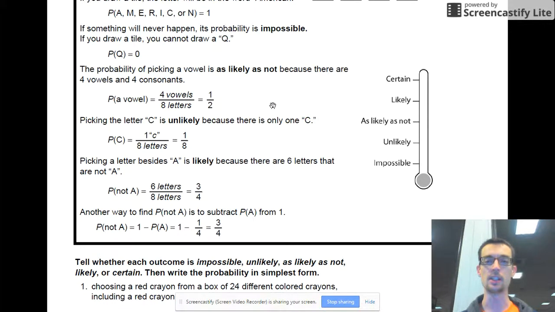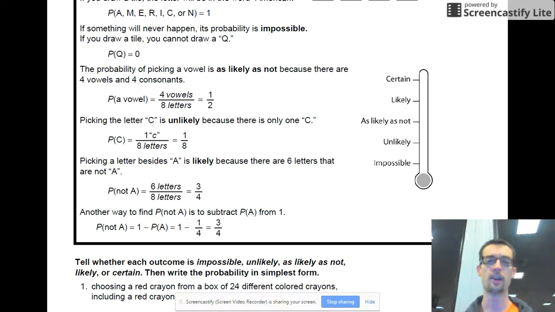Picking the letter C, it's unlikely. There's only one C, and there's 8 tiles. So the probability of C is 1 over 8. Picking a letter besides A is likely because there are 6 letters that aren't A. So it's pretty likely you won't get an A. Right? So the probability of not getting an A is 6 out of 8, which we can treat as a fraction. We can reduce it just like we would a fraction, we get 3/4, 75%.